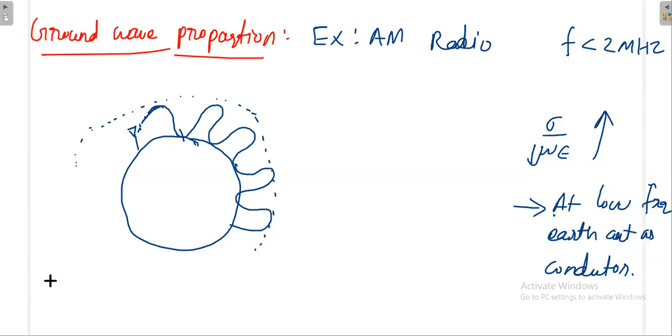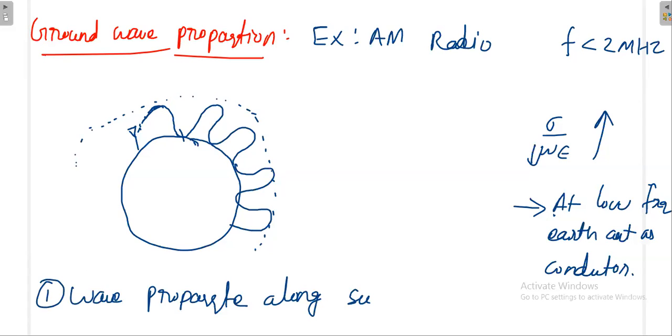So what is happening here? The wave propagates along the surface of the earth. Then what is the polarization? Anybody? What kind of polarization for this, vertical or horizontal? Vertical polarization, yes, because if it is horizontal, then it cannot propagate. So it is always vertically polarized.